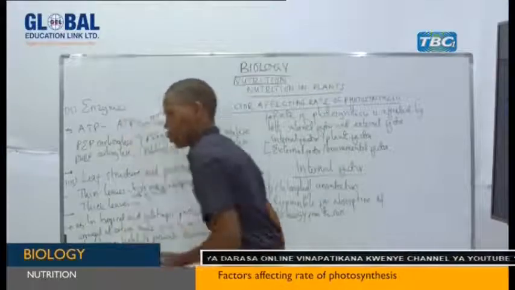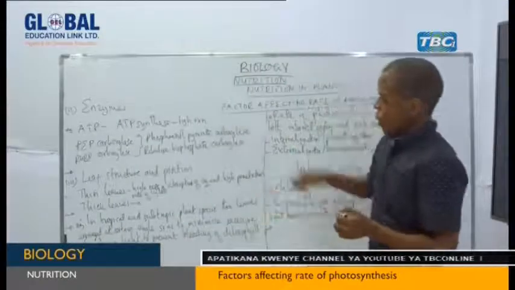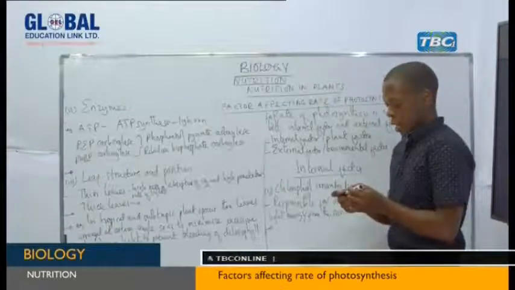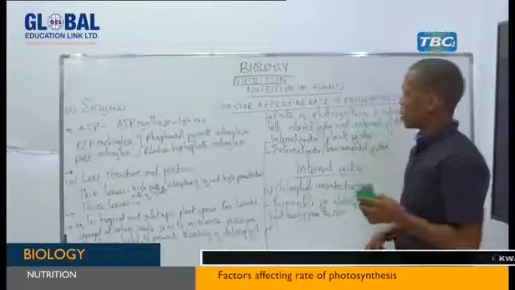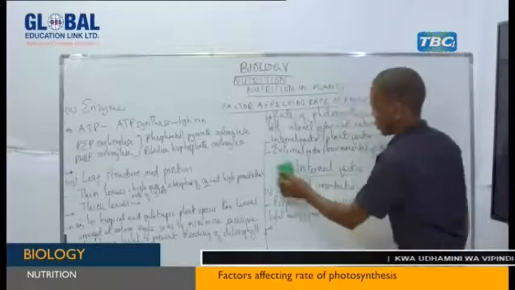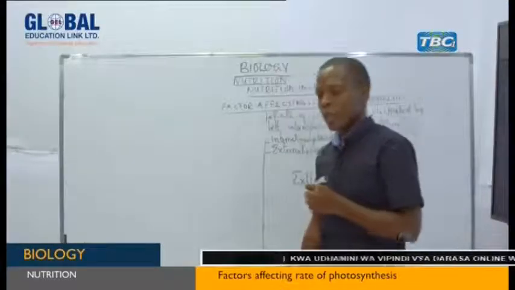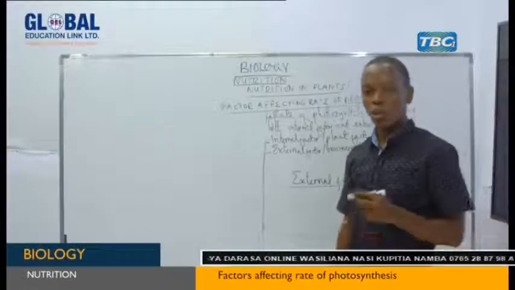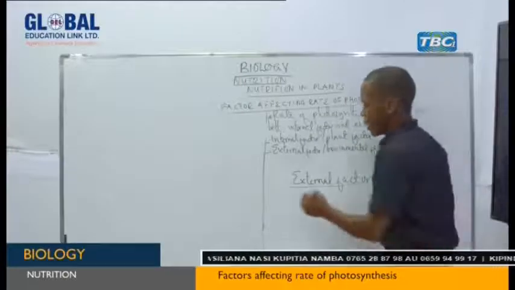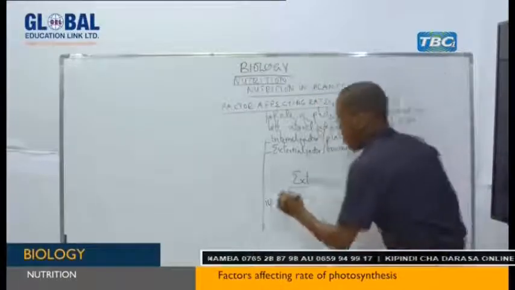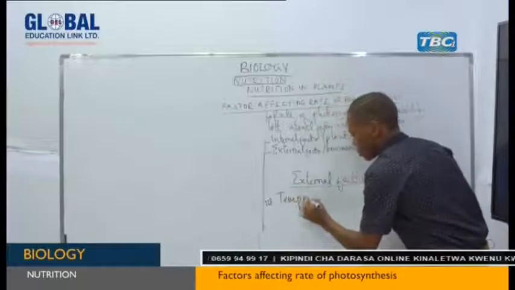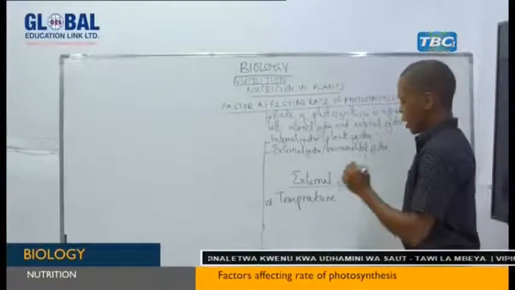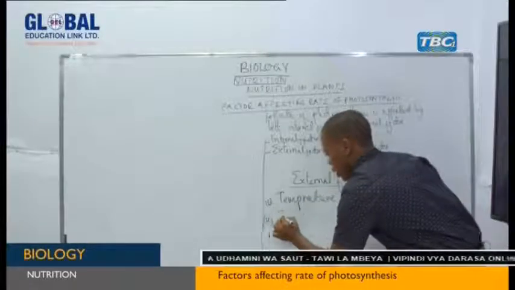Okay. After explaining the internal factors which affect the rate of photosynthesis, let us see environmental factors which affect the rate of photosynthesis. Another group of factors, as I have said, is the external factors, or we call them environmental factors. These environmental factors are, the first one, temperature. Another factor is carbon dioxide concentration.